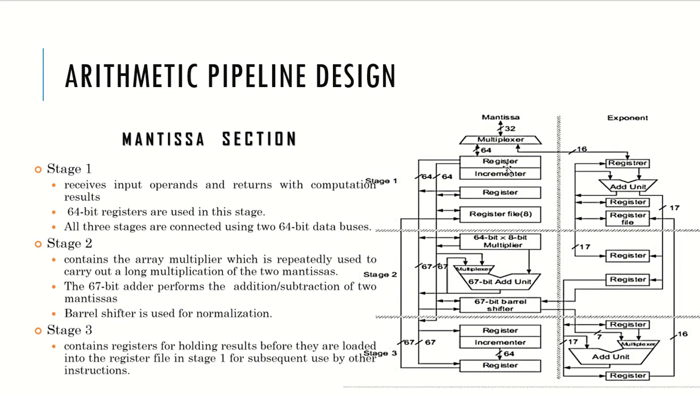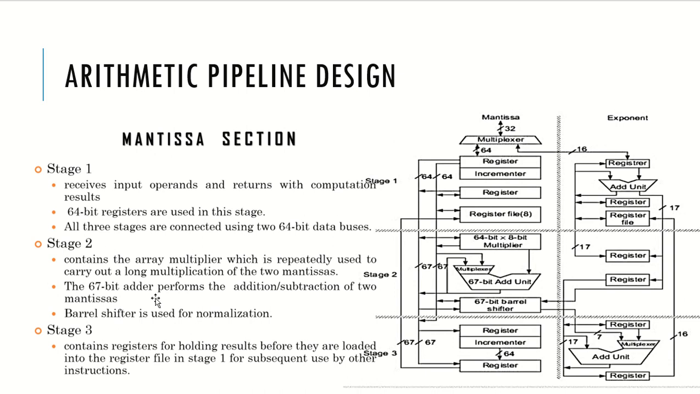So this is the pictorial representation. You have stage 1, stage 2 and stage 3. In the case of the Mantissa section, in stage 1, it will receive the input operand and return the computation results. You are using 64-bit registers. All three stages are connected using two 64-bit data buses. You can see the two 64-bit data buses here. They are employed to connect between the stages.